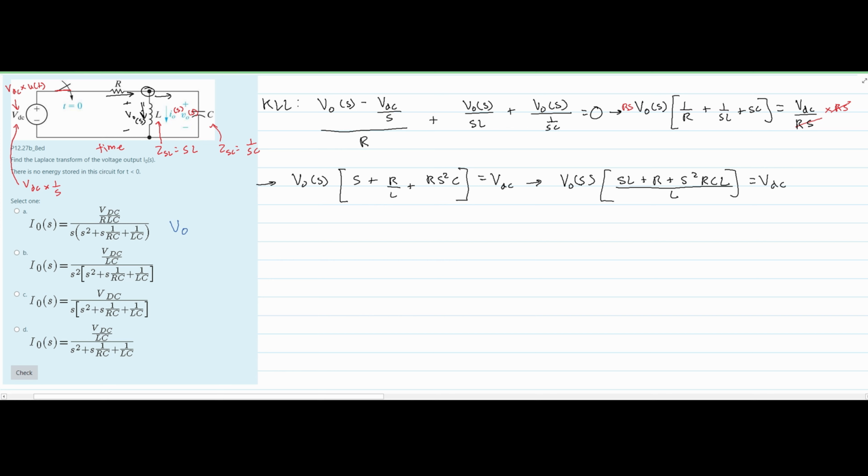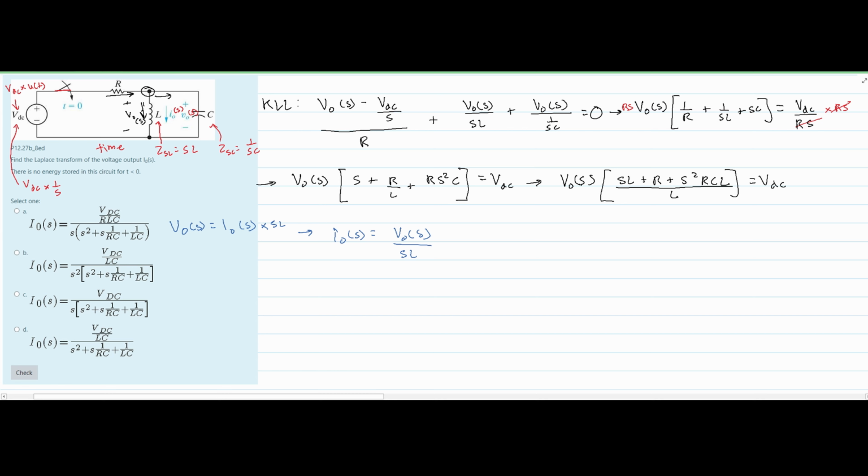We're going to set V naught S equal to the I naught S, and this is being multiplied by the impedance, which is S of L. And so we can rewrite this because we want to find our I naught. I naught S is equal to V naught S, and this is divided by S of L. So that's how you do that.